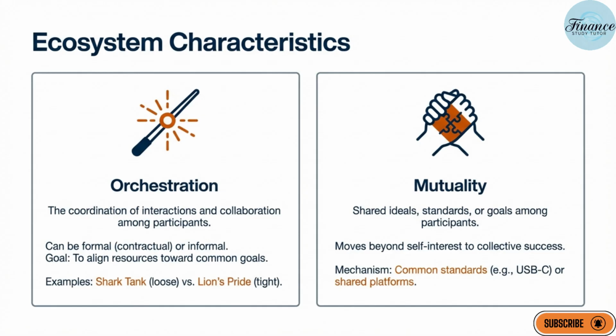And the sources use this amazing analogy. They compare ecosystems to a lion's pride versus a shark tank. This is great for visualizing it. A Shark Tank ecosystem is one with high complexity and very loose orchestration. Controlled chaos. Think of a frantic new market, like the early days of crypto. Everyone is fighting for dominance, no set rules. It's dangerous. You have to be aggressive. That's a Shark Tank.